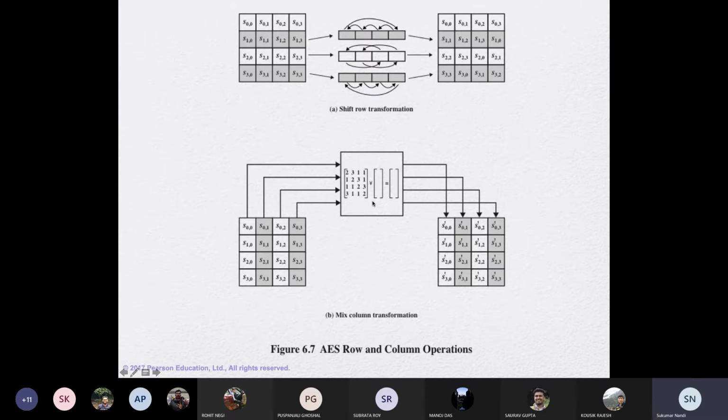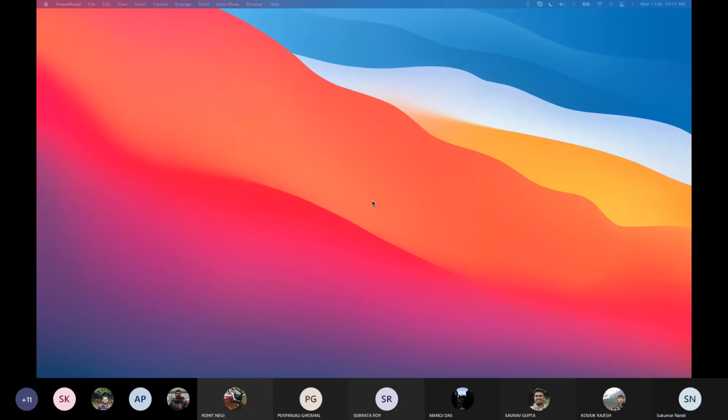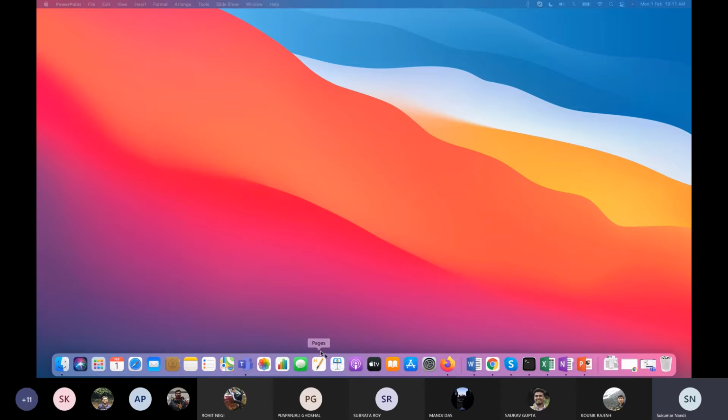I forgot to mention in the last class that this formula is used here. In the mix column case, I forgot to mention it in the last class. Let me go to the slide notepad mode.